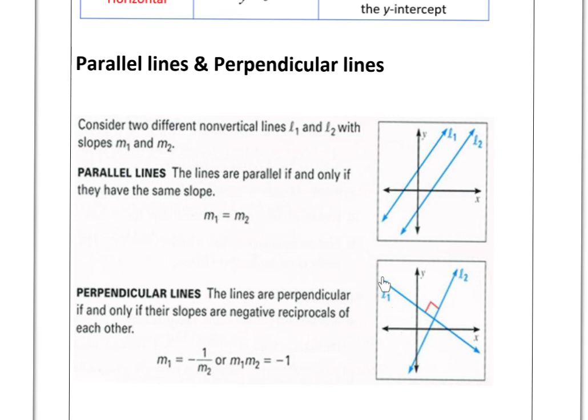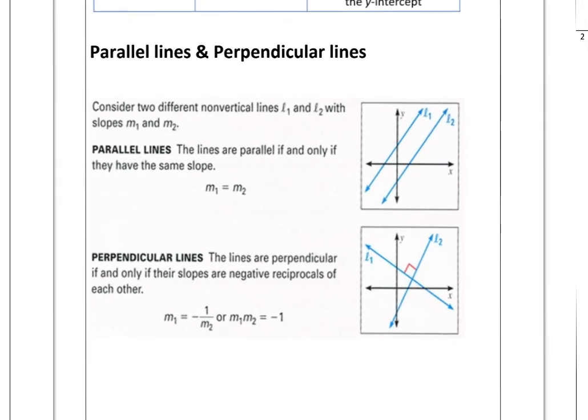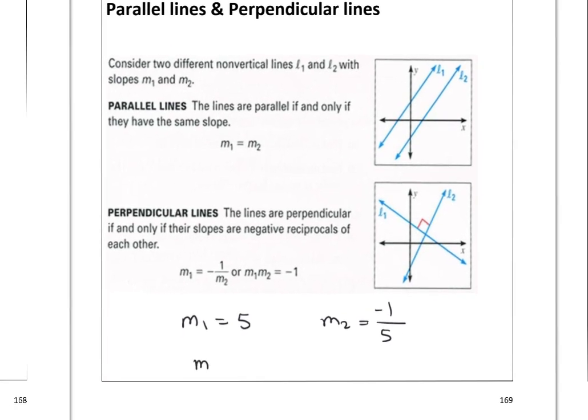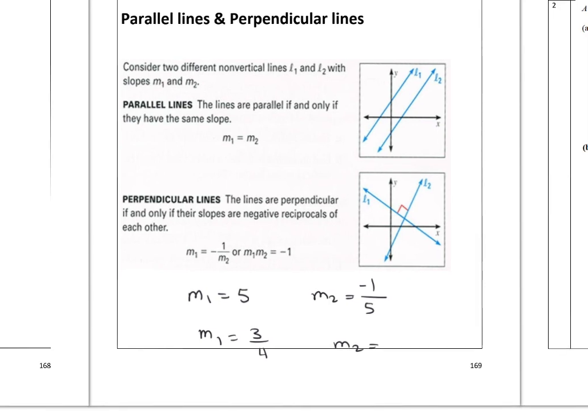But if they are perpendicular, intersecting at a right angle, what is the relation between their slopes? M1 equals negative 1 over M2, or you can say that M1 times M2 equals negative 1. For example, if M1 is 5, then M2 is negative 1 over 5 if they are perpendicular. If M1 is 3 over 4, then M2 is the negative reciprocal, which is negative 4 over 3.